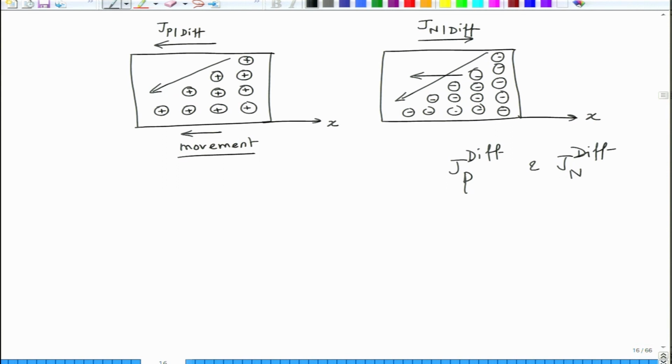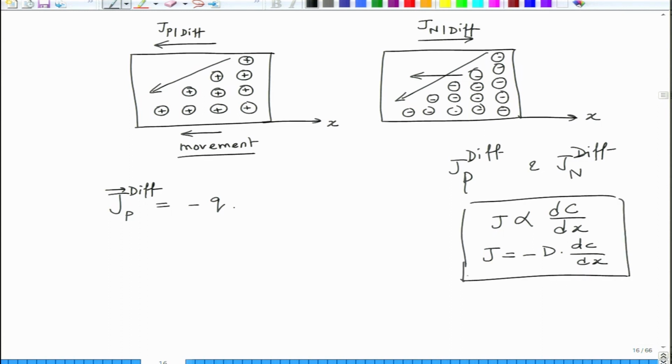All right. So basically we have Jp diff as minus of q. Now, we know that from Fick's law, the flux J is proportional to dC by dx, that is the concentration gradient, and we write this as J is equal to minus D into dC by dx. This is Fick's first law, and the minus sign is because charges are moving from higher concentration to lower concentration regions. So, that is why you have this negative sign.